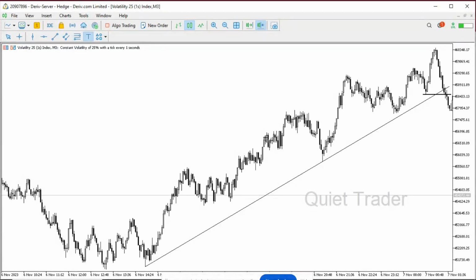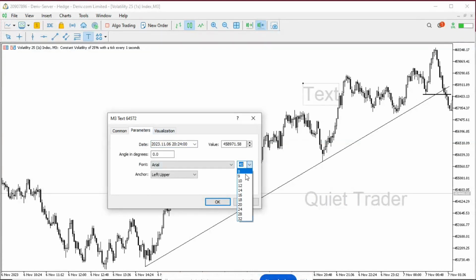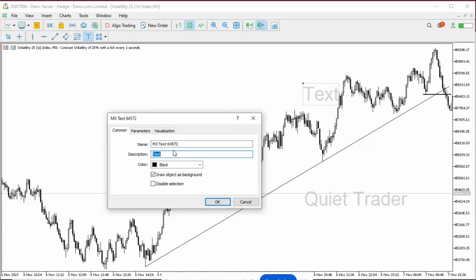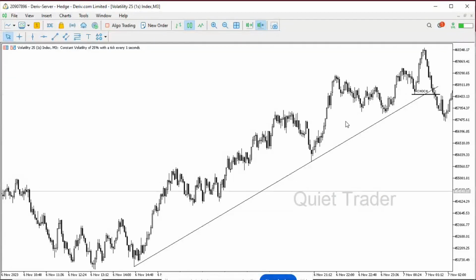Only resistances were broken, were violated, but here we saw a support being taken out for the first time, which means we have change of character. So here is my change of character.